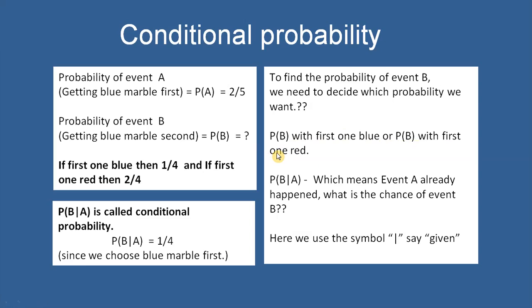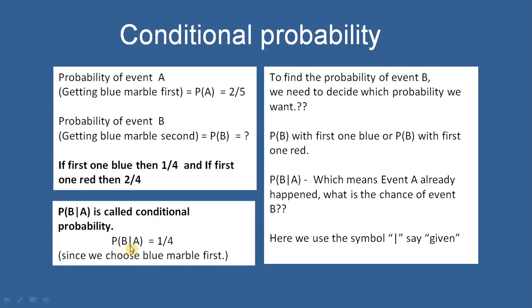So, now we have two choices. We need to write this probability as P of B given A. Here we call this symbol "given". P of B given A means event A already happened, what is the chance of event B? That is why we call it P of B given A. This is called conditional probability.